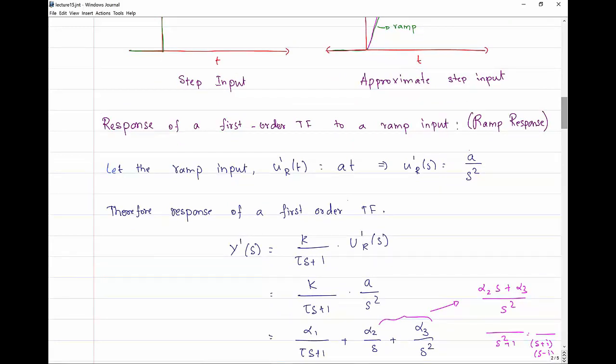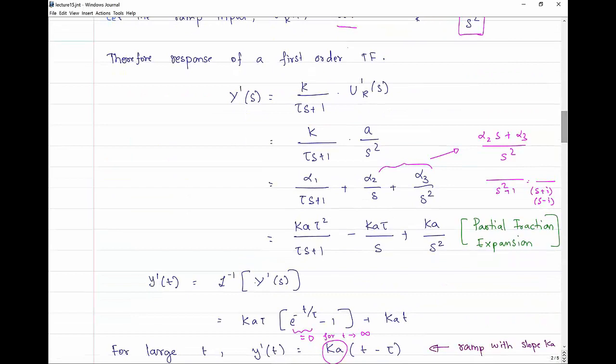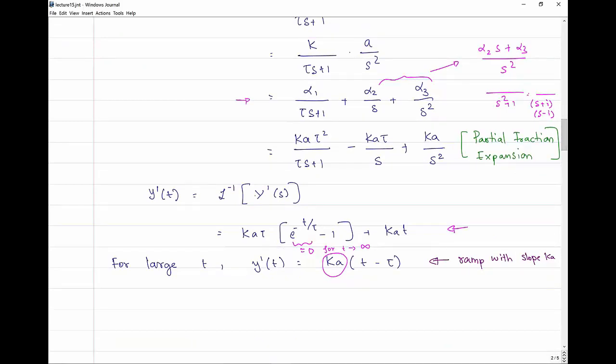The ramp input is given by a product of a constant a and the time t. The corresponding Laplace transform is a over s square, and therefore we can substitute this in the first-order transfer function. I've chosen here a first-order transfer function with no time delay. We go through the standard procedure of finding the partial fractions and then finding the inverse Laplace transform. It turns out that the ramp response of a first-order transfer function is given by this exponential term and a linear term in time. This is the linear term in time, and this is the exponential term in time.